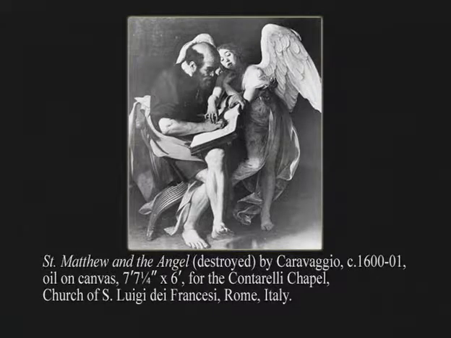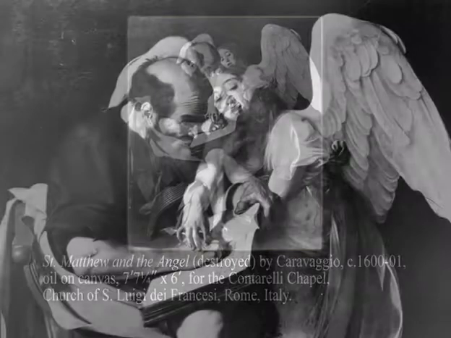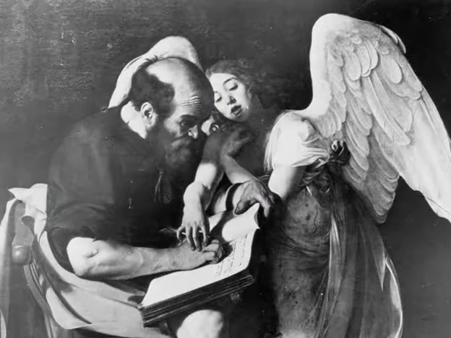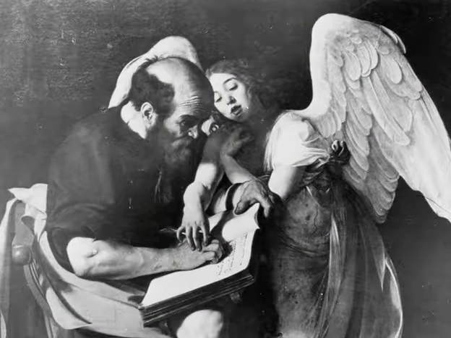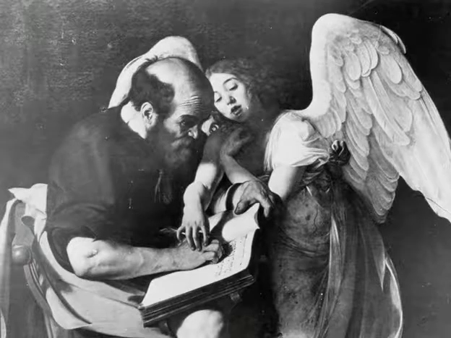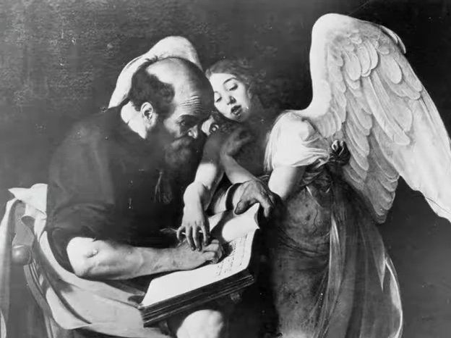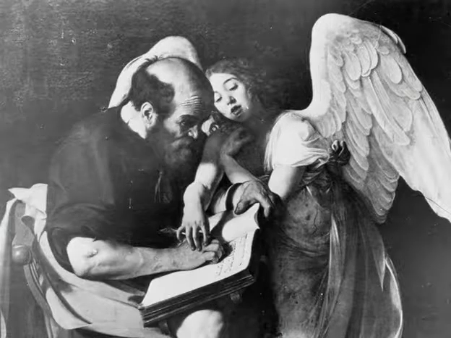This is Caravaggio's St. Matthew and the Angel, the first version that he painted about 1600. How did Caravaggio imagine his Matthew? He imagined that Matthew was not merely unlearned, but seemingly illiterate. We see this. The angel is not merely dictating, he guides Matthew's hand with his own.